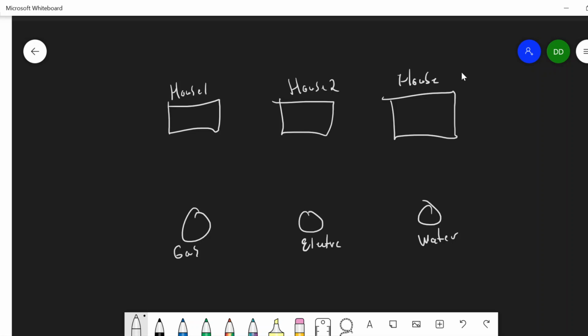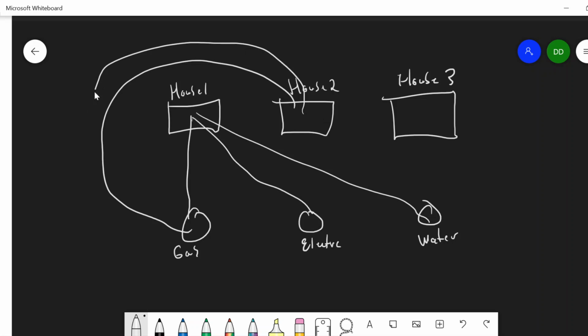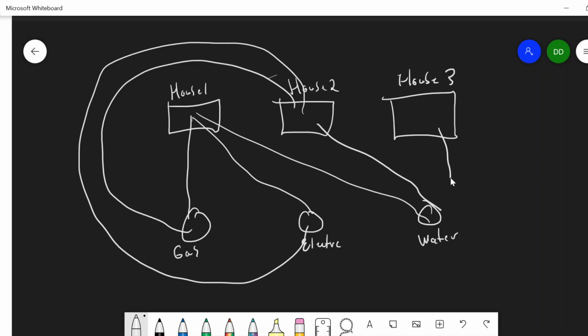This is sort of a classic puzzle. Is there a way to hook up each house to each utility? You don't have to draw straight lines, you can draw curved lines, but hook up each house to each utility with no two edges crossing. So maybe I could do house 1 to gas, electric, and water, and house 2, I'll go around like this to get them all. Maybe I can go like that for water. And then house 3, I can hook up to water, I can hook up to electric, but then I can't get to the gas.